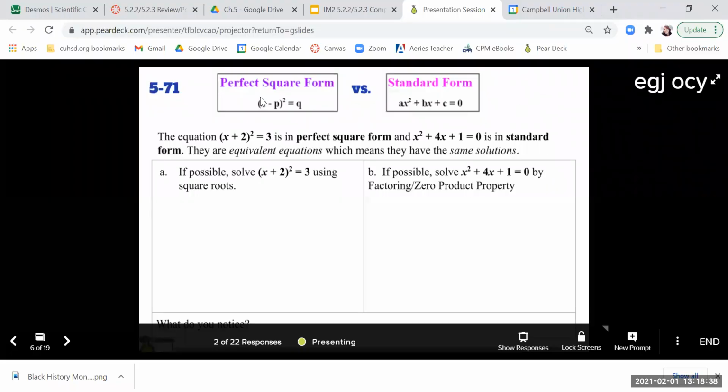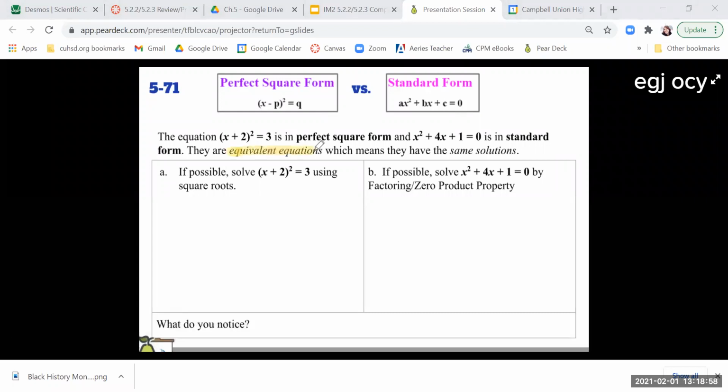All right, so continuing with our work on perfect square form versus standard form, the equation x plus 2 squared equals 3 is perfect square form, and x squared plus 4x plus 1 equals 0 is standard form. They are equivalent equations, and equivalent equations have the same solutions. So if we know they're equivalent, I don't have to solve them both. I can just solve the one that I know works.